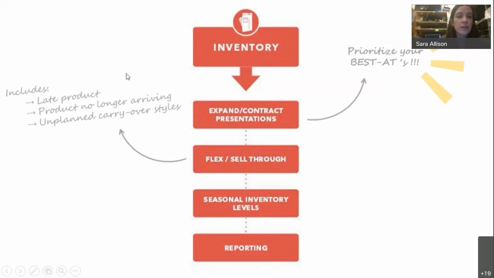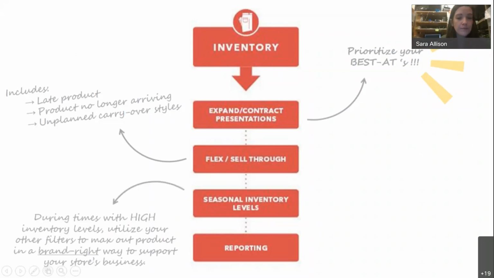Inventory is really where we're going to see a lot of flex and sell through. So whether it's late products no longer arriving, unplanned carryover styles, these are all things that are going to be problems we have to solve, really. And we just have to look to what we own and sell what we own.